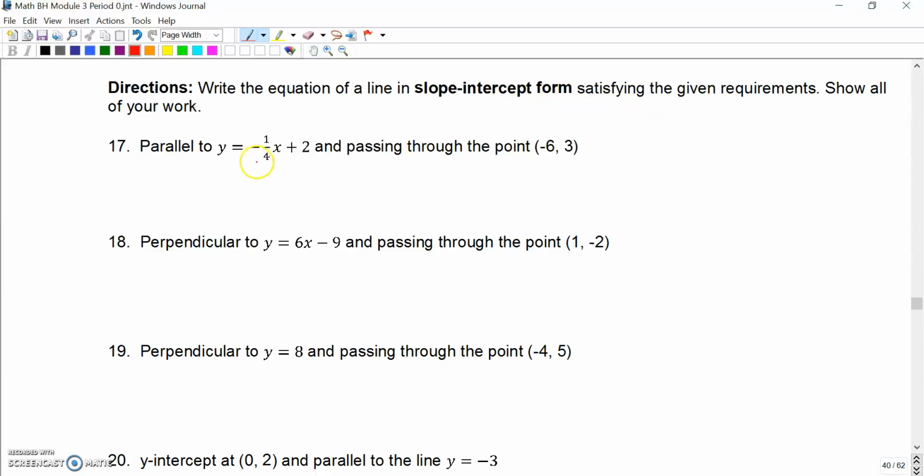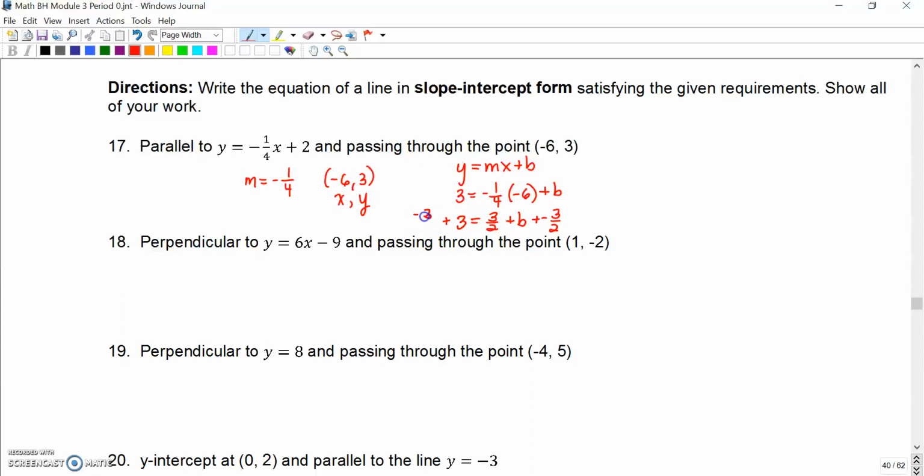The first one, we're going to build an equation that's parallel to the given line, which means that we're going to use a slope of -1/4, passing through the point -6, 3. And we're going to plug all of this into y equals mx plus b to build a new equation. So we've got 3 equals -1/4 times -6 plus b, which comes out to be 3 equals 3/2 plus b.